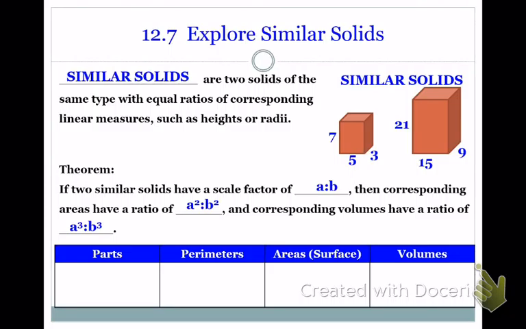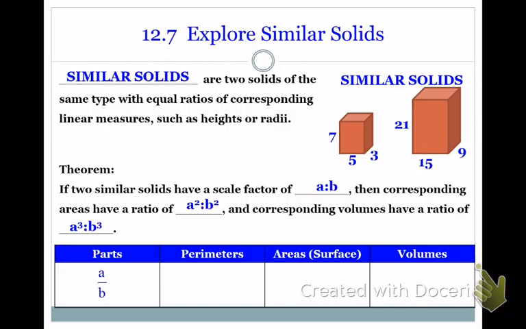So if you know the scale length, which is your scale factor, A to B, then you can determine the ratio of the areas, A squared to B squared, and volumes, A cubed to B cubed. If I know the ratio of the areas, A squared to B squared, I can take the square root and find the ratio of the sides, or I can cube the A and B to get the volume, all right?